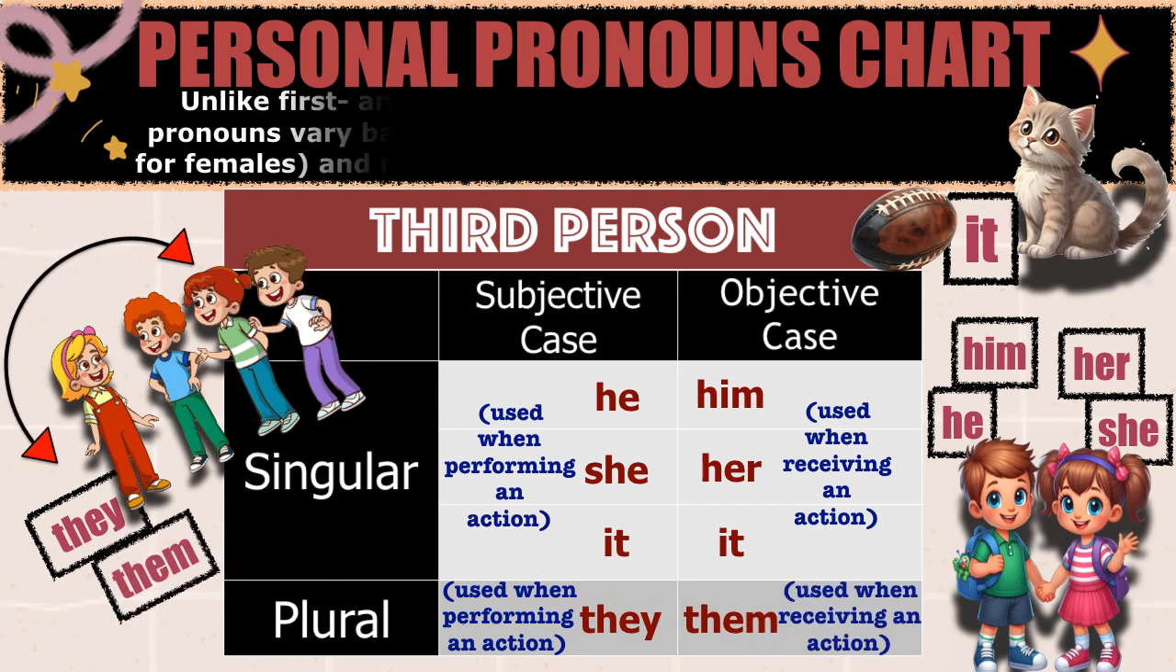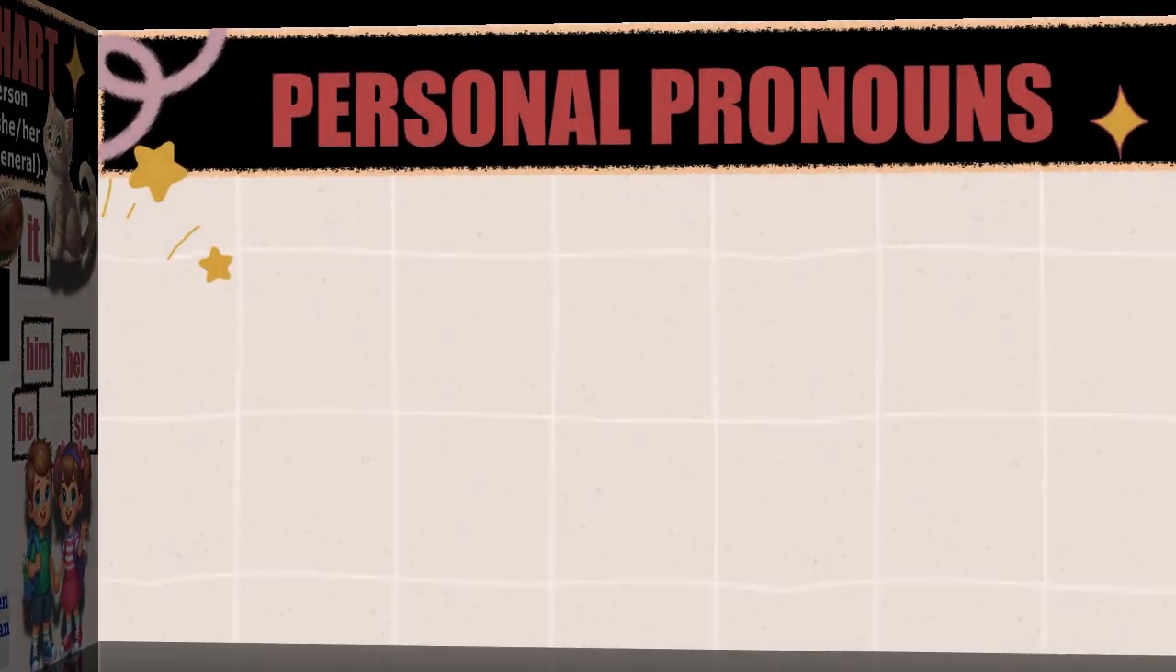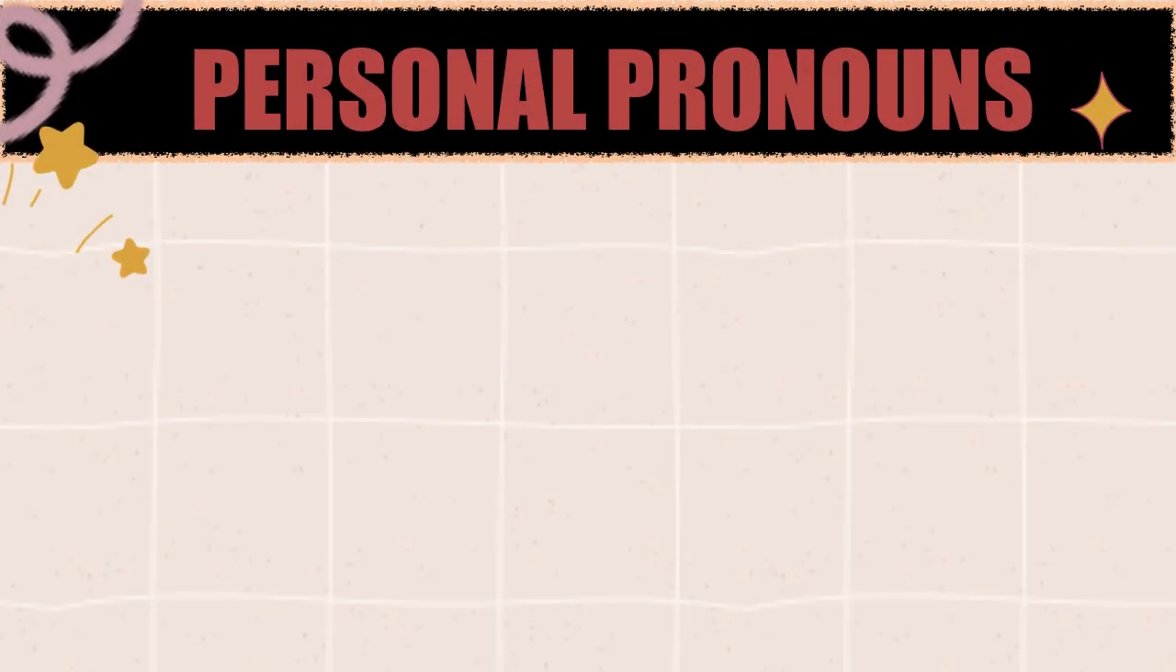Unlike first and second person pronouns, third person pronouns vary based on gender. He, him for males, she, her for females, and neutrality, it for things or animals in general. Now, let's explore the usage of third person pronouns through example sentences.